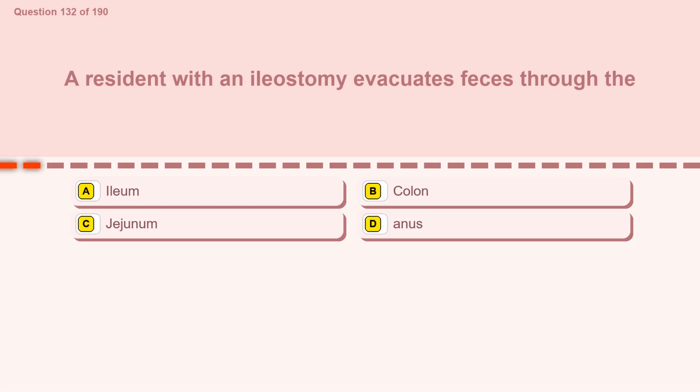Question 132. A resident with an ileostomy evacuates feces through the: Option A, ileum. Option B, colon. Option C, jejunum. Option D, anus.